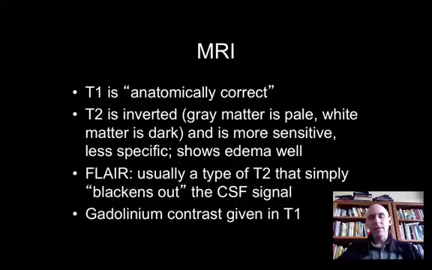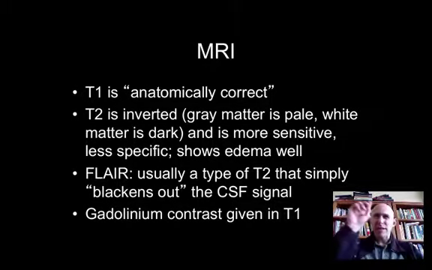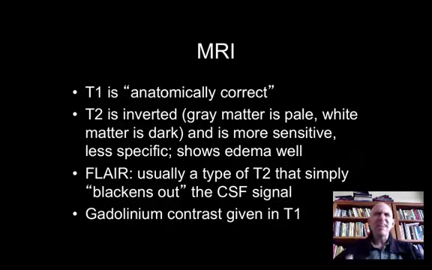Now, FLAIR is usually a type of T2. The only difference is that it has an algorithm that essentially blackens out the CSF signal. It's like taking a magic marker and actually blackening out all the white that would be occupied by the fluid in the ventricle. This tends to have the effect of making it easier to look at the periventricular white matter.